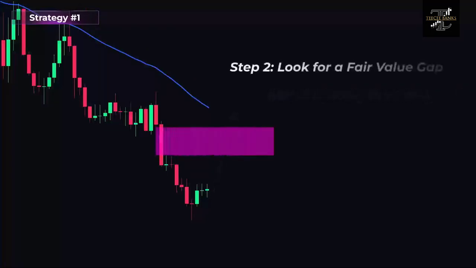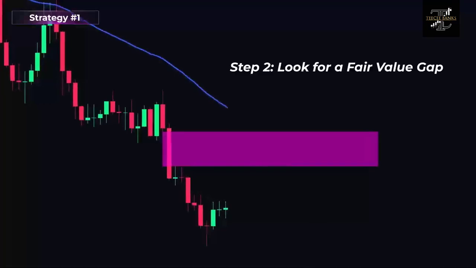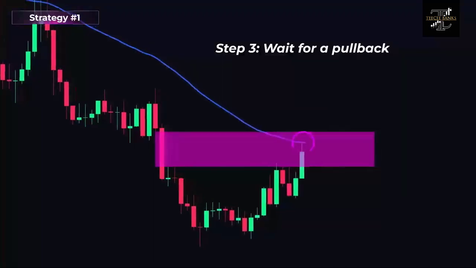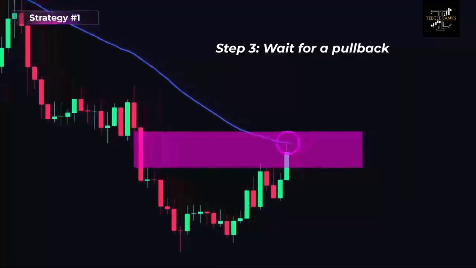Next, we can spot a bearish fair value gap from this large red candle, where the previous candle's low doesn't overlap with the next candle's high. Once the fair value gap is identified, the next step is to wait for price to make a pullback and fill the gap, ideally with confluence. In this case, price retraces into the fair value gap while also touching the 50 EMA.